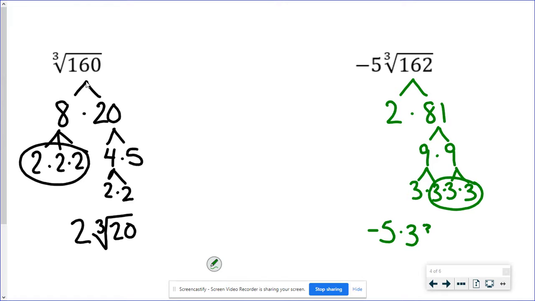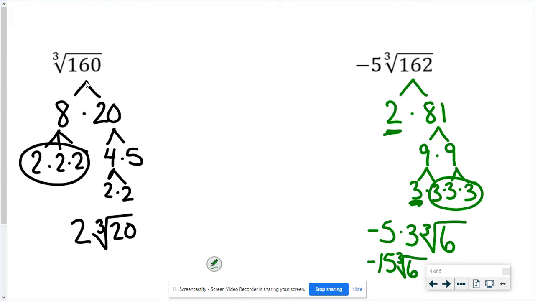The stuff that's left over as my cube root, I have a 2 that was at the end of a branch, and I have this 3 that was at the end of a branch. That would give me 6. Now, when I simplify this a little bit more, that -5 times 3, we're not going to leave that. That'll be a -15 times the cube root of 6.